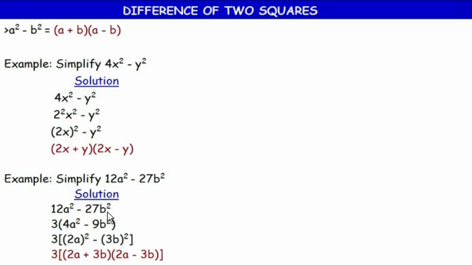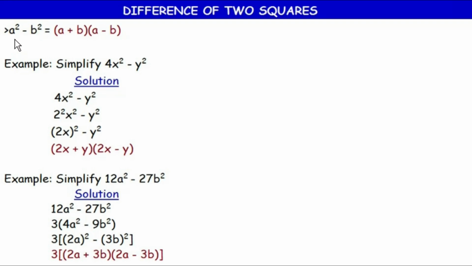Okay, let's move on. Let's now look at an interesting concept known as the difference of two squares. Right, so as the name suggests, we are finding the difference of two numbers that have been squared. So we have a squared minus b squared. So how do you go about it?